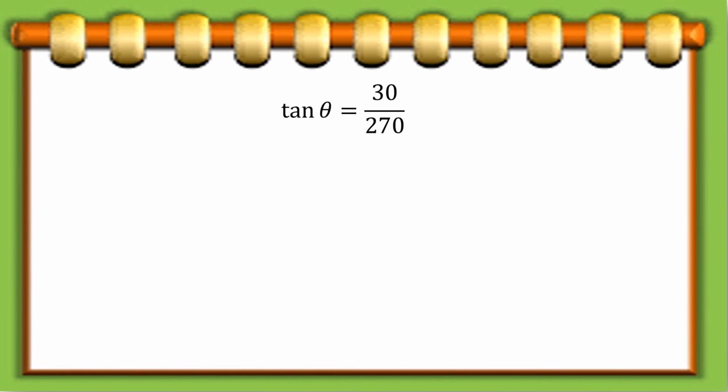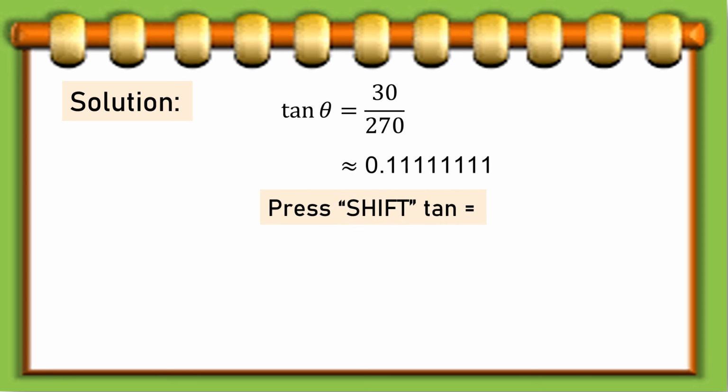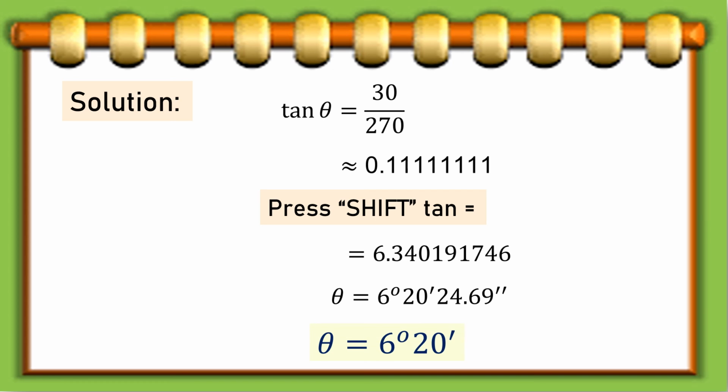And this is the solution. Tangent theta is equal to 30 over 270. So it is approximately 0.111. Then use your calculator. So we get 6.34019146, or press the degrees, minutes, and seconds. We get 6 degrees, 20 minutes, 24.69 seconds. Rounding it off, we get 6 degrees, 20 minutes.